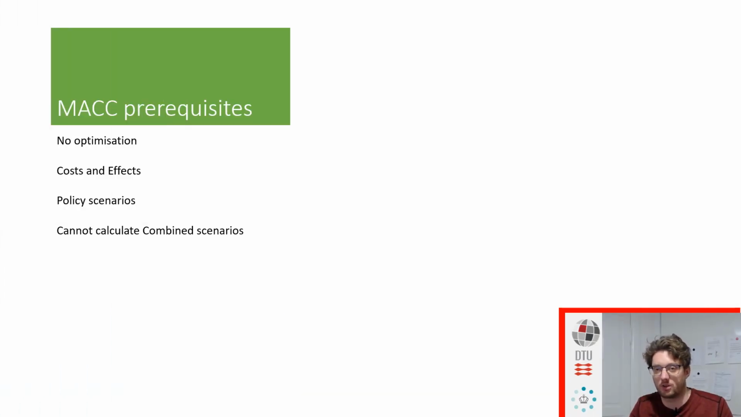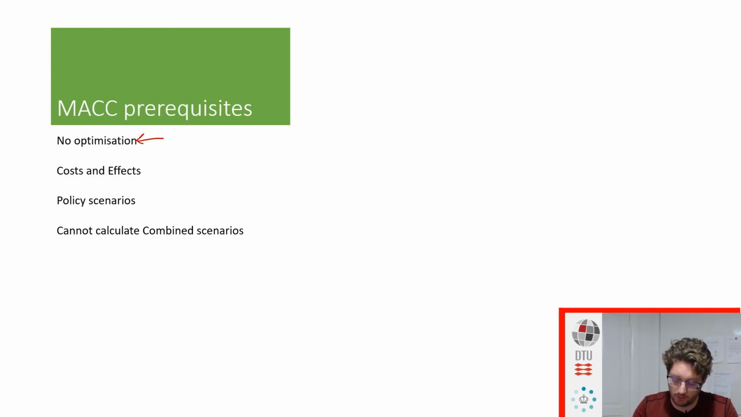So let's just talk quickly about prerequisites for doing MACC curves. Because the MACC curves have to recalculate the model for each scenario that's been analyzed or we want on the MACC curve, we cannot do it on optimization. It will take too long. It would be too complex. So there seems to be no MACC for optimized models.